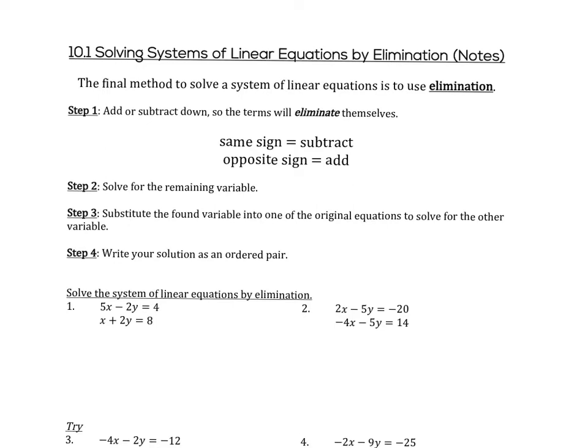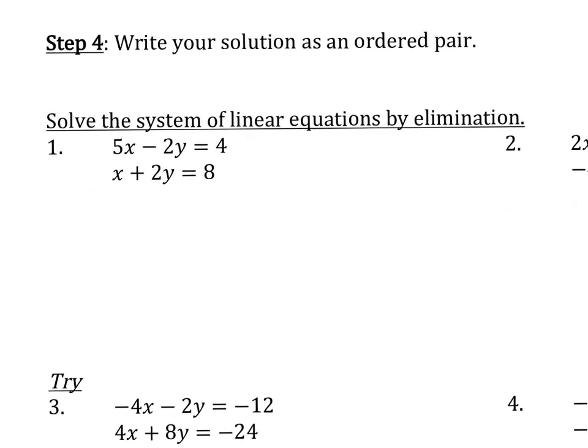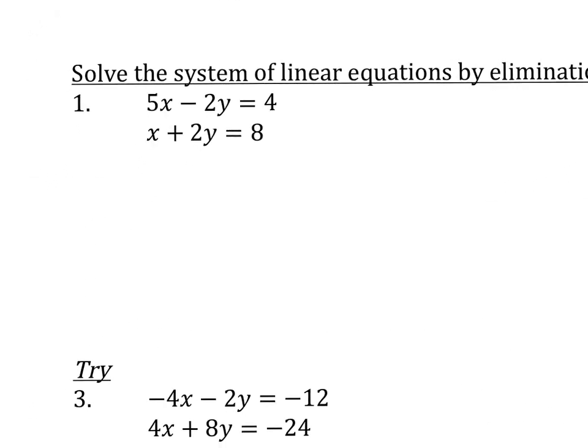Personally, I don't really care for the same sign subtract rule. I stick with opposite signs, okay? When I say opposites, I want things like 5 and negative 5, or 2 and negative 2, 10 and negative 10, things like that. And when I have 2 and negative 2 and I add them down, I know they're going to eliminate each other, okay? And we'll look at strategies to do if they're not opposites. So let's look at number 1.